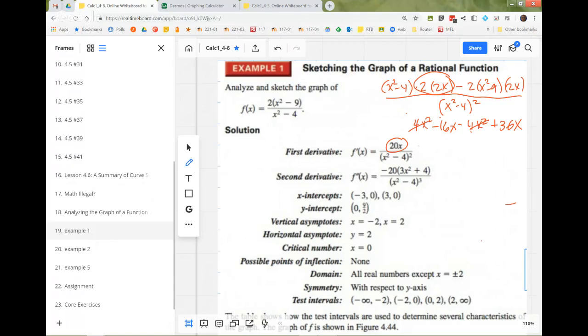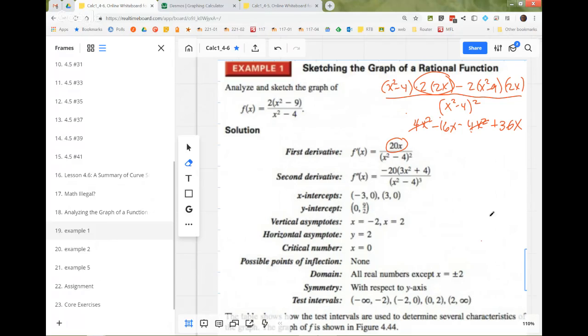Okay. So now, the second derivative, I'm not going to go through that right now, but we'd have to use the quotient rule again. All right. Now, let me get rid of that red mark. All right. So, when can the first derivative be equal to 0? Look at that first derivative there. 20x over x squared minus 4 quantity squared. Only when the top is 0, right? Because it's a fraction. And when will the top be 0? When x is 0.